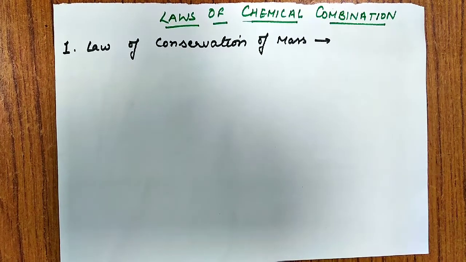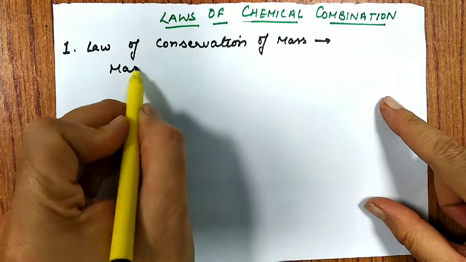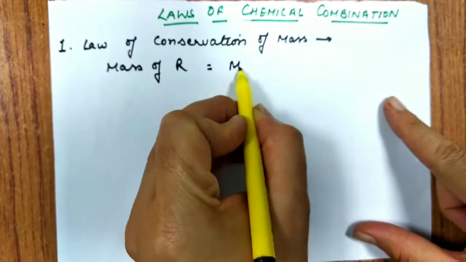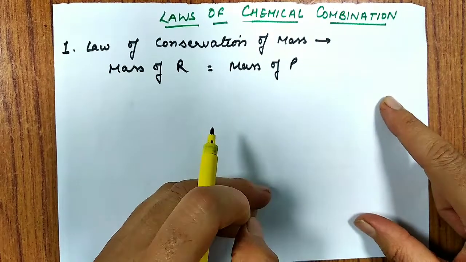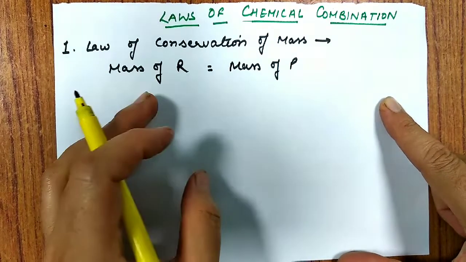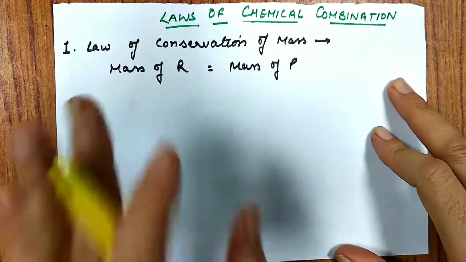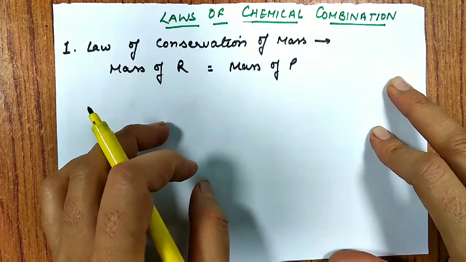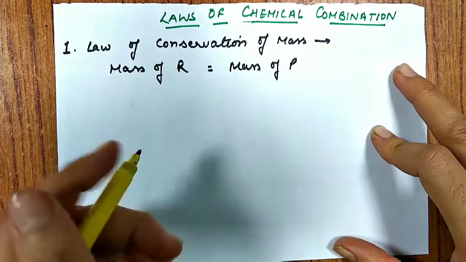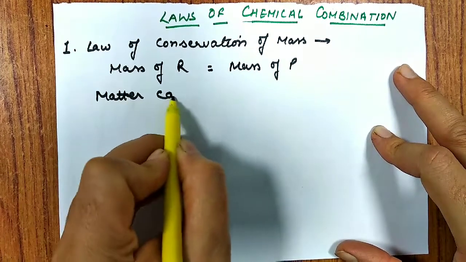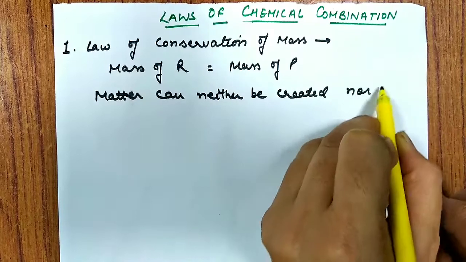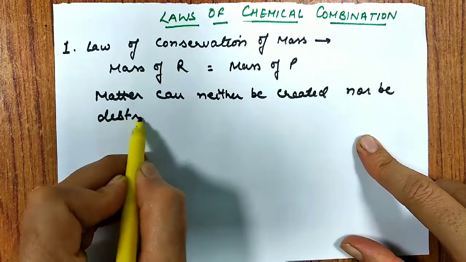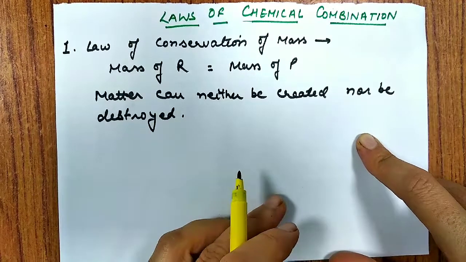When we talk about the law of conservation of mass, we say that the total mass of reactants is equal to the total mass of products in any physical or chemical change during a chemical reaction. According to this law, there is no increase or decrease in the total mass of matter during any physical or chemical change. It means that matter can neither be created nor be destroyed. This is the statement for the law of conservation of mass.